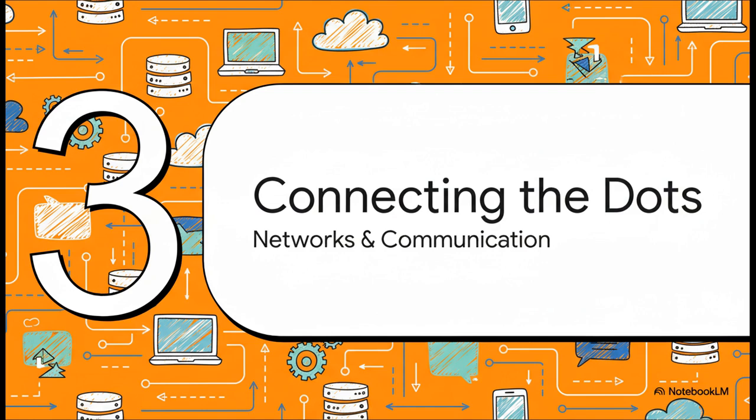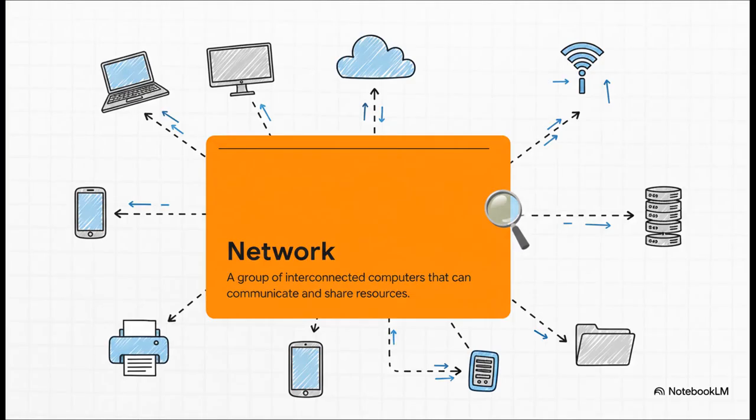Okay, we've got the body, the hardware. We've got the brain, the software. Now we need the nervous system to connect it all together. And that's where networks come in. At its heart, a network is just a bunch of connected devices that can talk to each other and share resources. That resource might be an internet connection, a file, or even a printer. The whole point is communication and sharing.